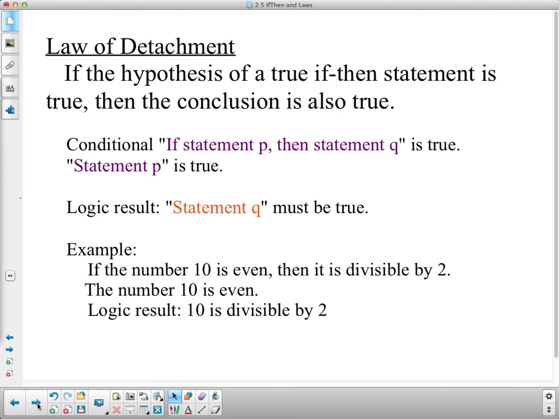All right, one of the laws of logic that we can use is called the law of detachment. There's a pattern as far as the information. Okay, get the beginning part and then we'll talk through the smaller print. It says, if the hypothesis of a true if-then statement is true, then the conclusion is also true.